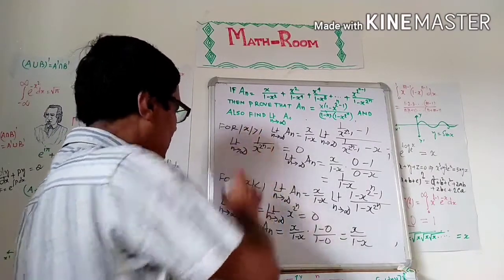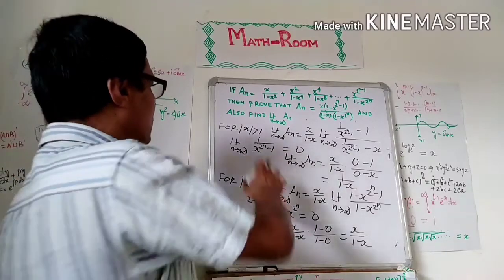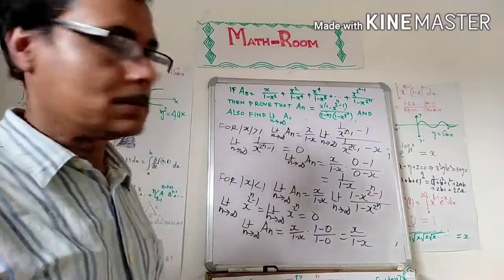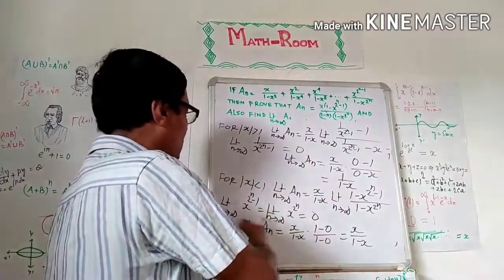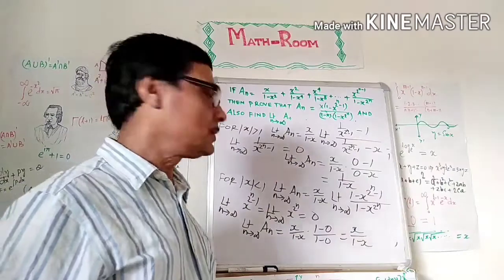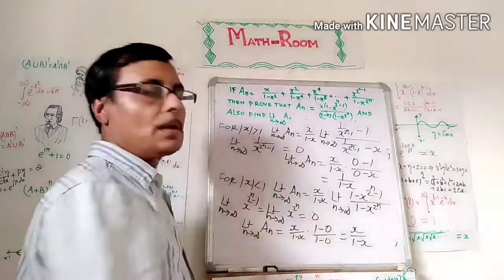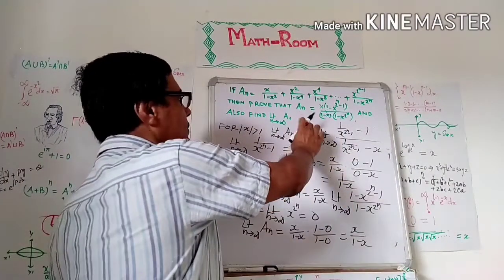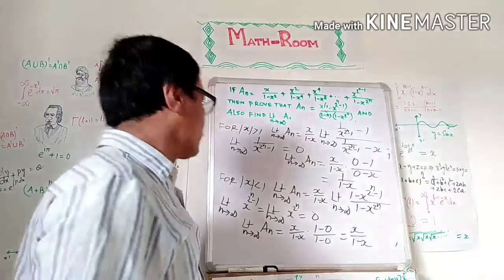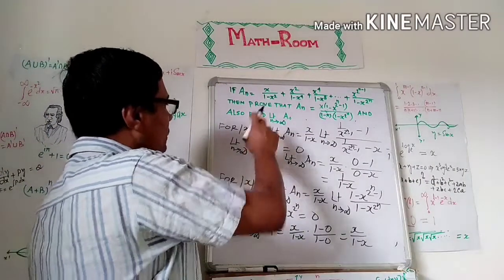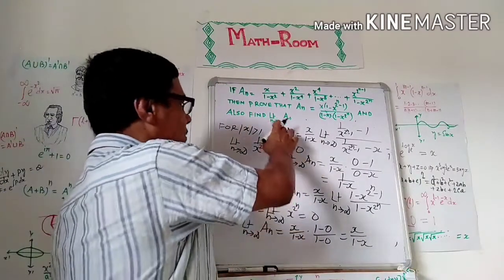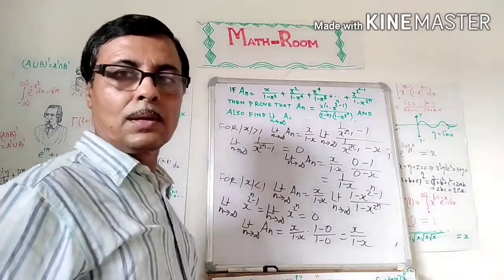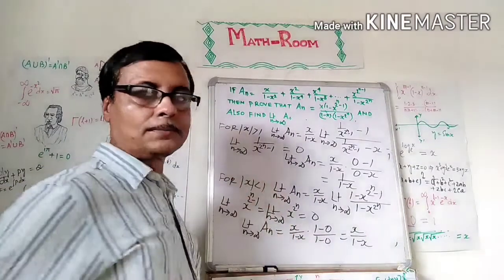For mod x greater than 1 and mod x less than 1: when mod x is greater than 1, the value of the limit is 1 by 1 minus x, and for mod x less than 1, the value of the limit is x over 1 minus x. Also, for x equal to 1, the limit does not exist, because for x equal to 1 this limit is undefined. So we have got two values of the limit, one for mod x greater than 1 and the other for mod x less than 1.